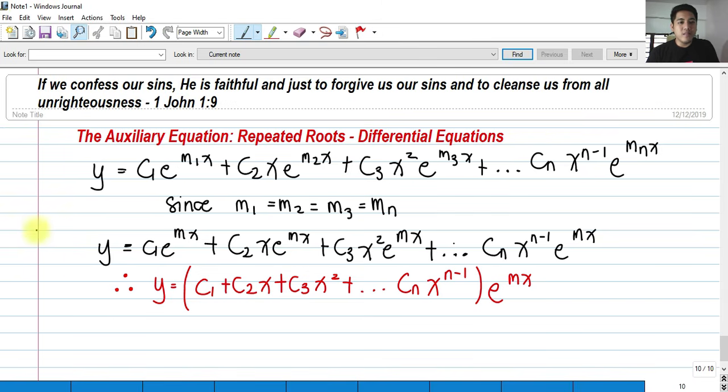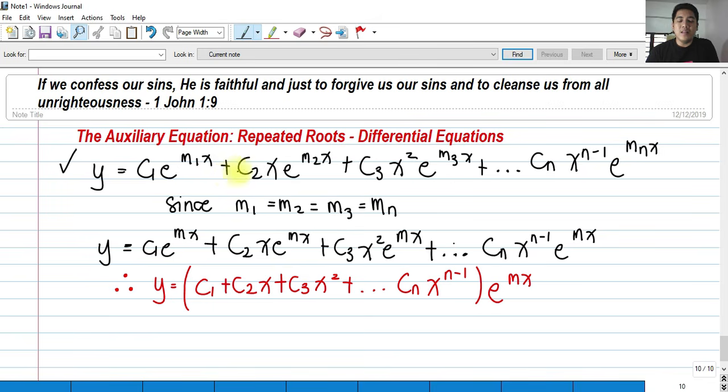We will be using this formula. So we have y is equal to c sub 1 e raised to m sub 1 x, of which m sub 1 is one of the roots, plus c sub 2 x e raised to m sub 2 x. As you can notice here, on the first term we don't have any x term multiplied by c sub 1. But on the second term, we have c sub 2 multiplied by x. And of course, in the third term, c sub 3, it would be x raised to 2.